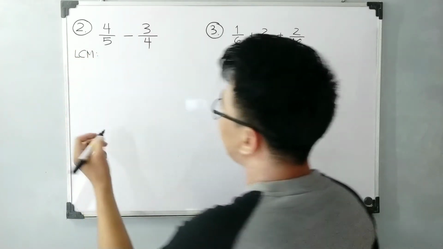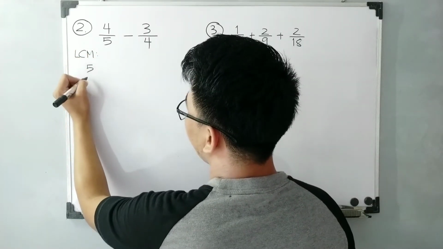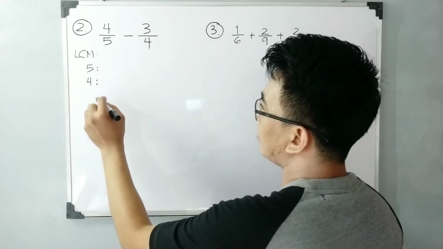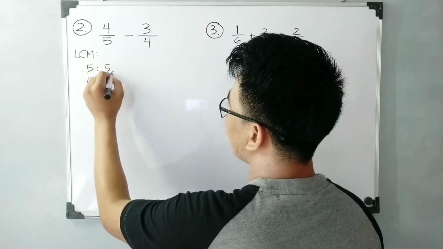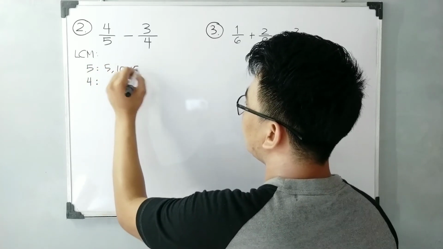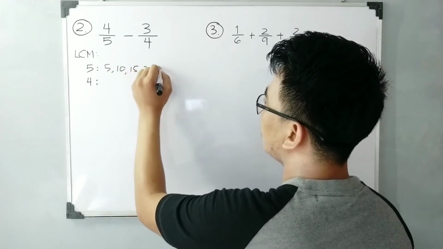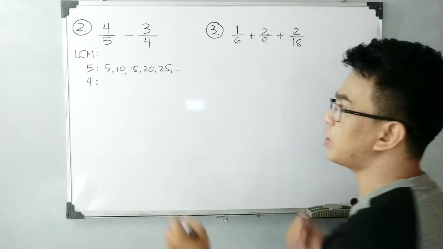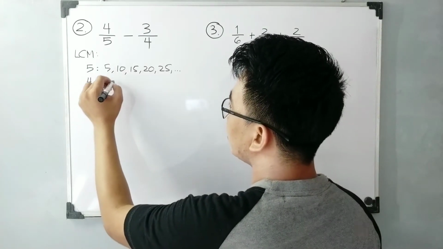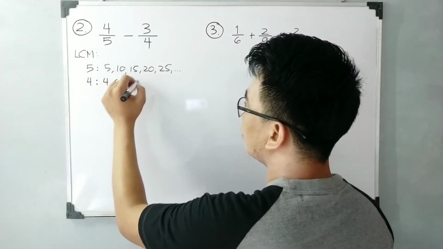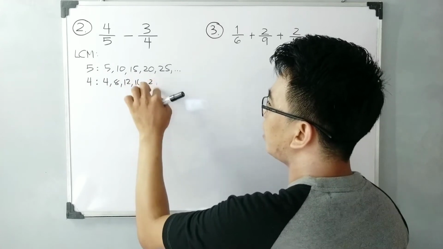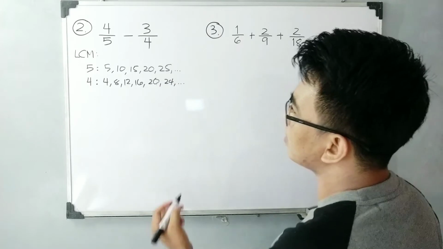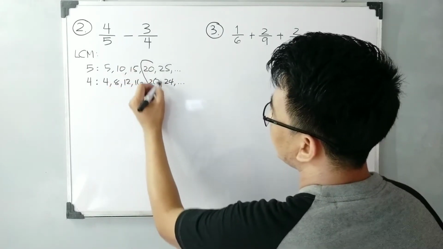using listing methods. So the first one is 5, and then the other is 4. So what we will do is we will write the multiples of 5. That is 5, 10, 15, 20, 25, and so on. And then for the other number, which is 4, the multiples are 4, 8, 12, 16, 20, 24, and so on. So as you can see, meron tayong LCM. Their LCM is 20. Okay?